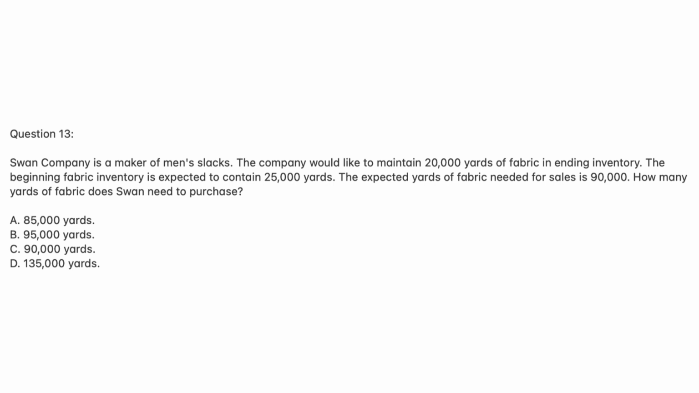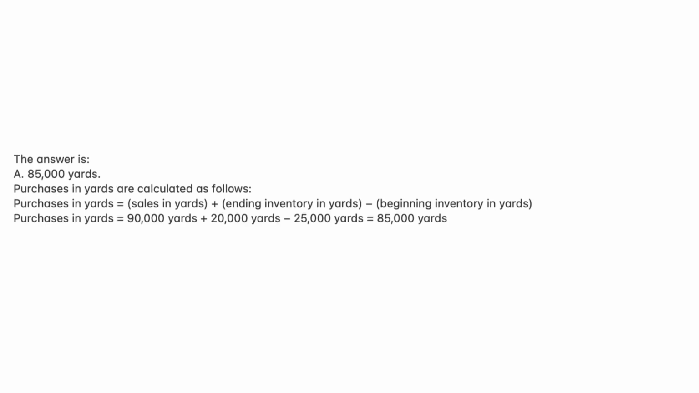Question 13. Swan Company is a maker of men's slacks. The company would like to maintain 20,000 yards of fabric in ending inventory. The beginning fabric inventory is expected to contain 25,000 yards. The expected yards of fabric needed for sales is 90,000. How many yards of fabric does Swan need to purchase? A. 85,000 yards. B. 95,000 yards. C. 90,000 yards. D. 135,000 yards. The answer is A. 85,000 yards.